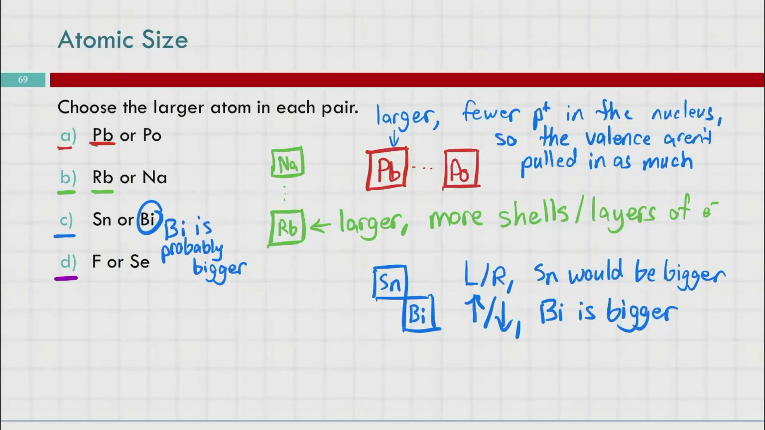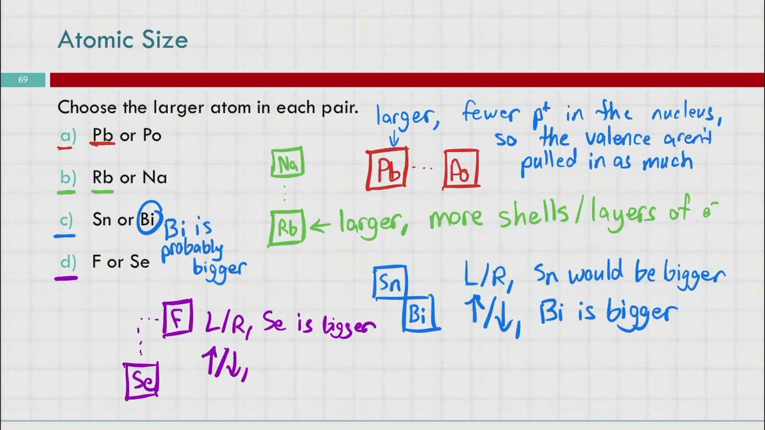All right, and then we've got fluorine or selenium. And they are arranged this way. Which one of those is going to be larger? Yeah, it's selenium. Left to right, selenium is bigger. It doesn't have that electron shrink. And if we're looking top to bottom, selenium is bigger. It's got 2 extra shells on it. It's definitely bigger. So the clear-cut larger atom is selenium. Questions about atomic size?